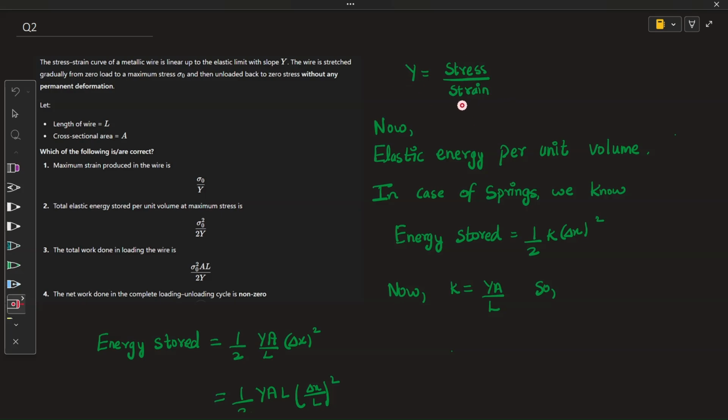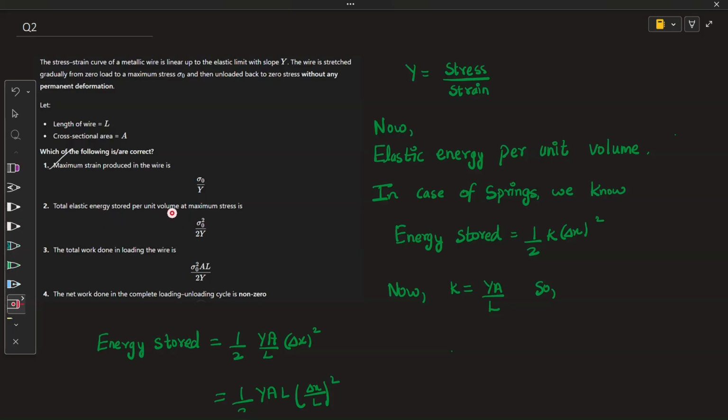So maximum stress is obtained at maximum strain since it's a straight line. So simple. Maximum strain is nothing but maximum stress by Young's modulus. That's the answer. So first option is correct. So let me mark it.